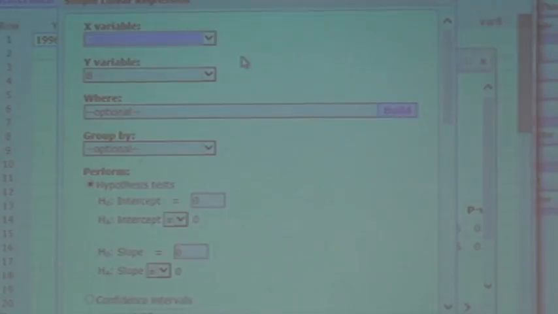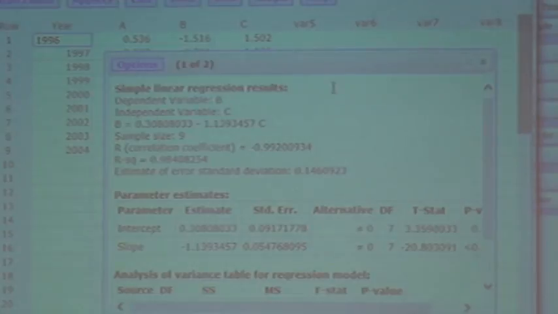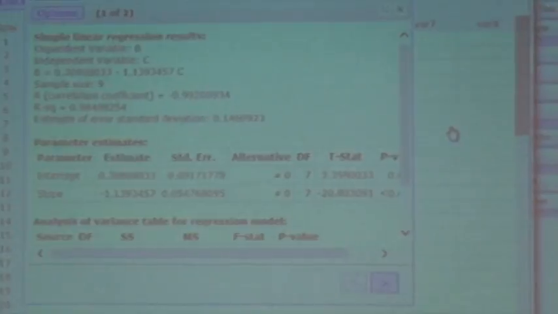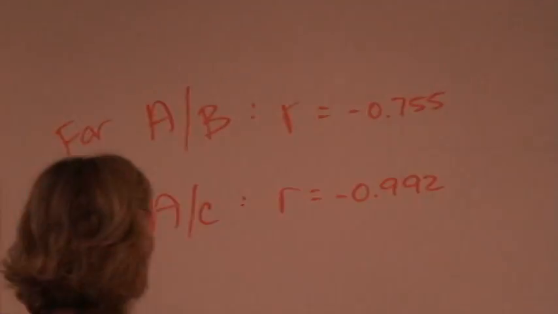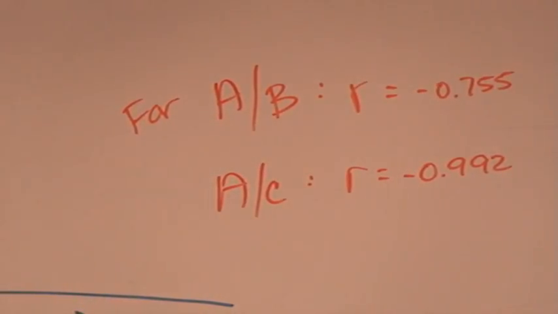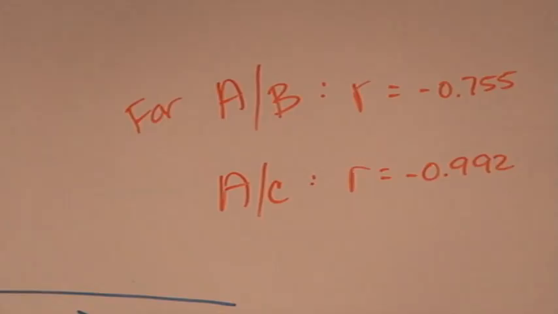Compute. There we have a relationship of negative 0.992. And that gives us the stronger relationship if you want one increasing while the other's decreasing. Does that make sense, everybody? You with me? So if you want that specific thing to happen, you want the stronger R values.